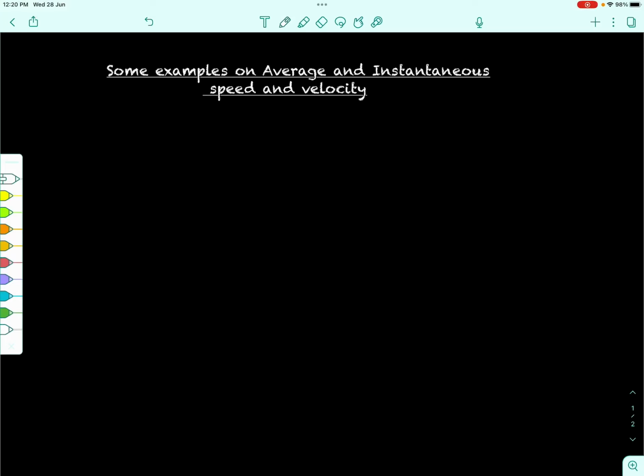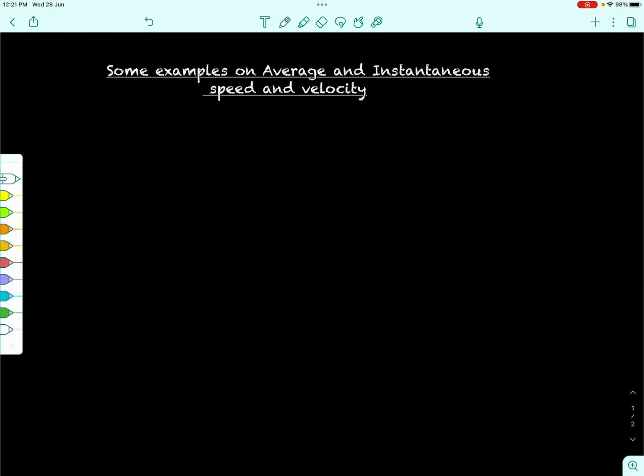So now let us see some examples, a few examples on how we use the basic definitions of average and instantaneous values of speed and velocity. We see how we use the basic definition that we have studied in the previous video in some questions when practical situations come into picture.